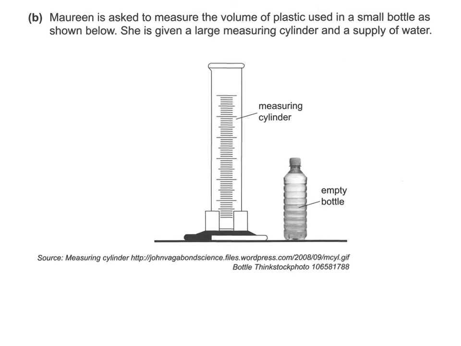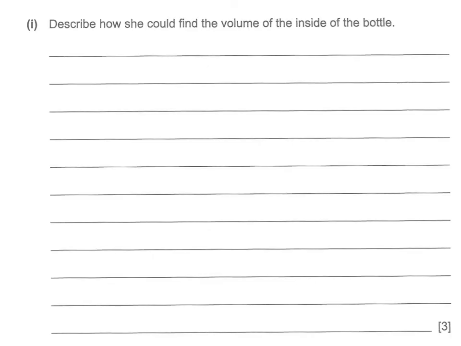Maureen is asked to measure the volume of plastic used in a small bottle, as shown below. She's given a large measuring cylinder and a supply of water. Describe how she could find the volume of the inside of the bottle. Well, the most obvious way to do that would be to fill the bottle to the brim with water and pour that out into the cylinder and see how much you've got. So that's probably the easiest method.